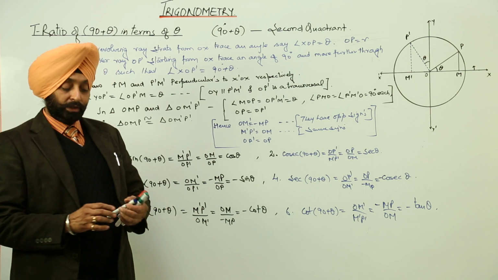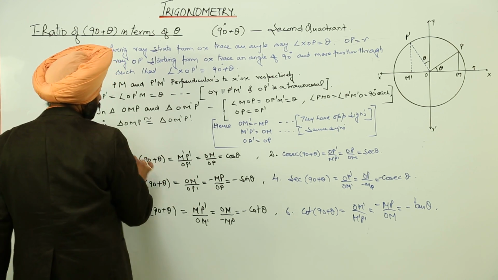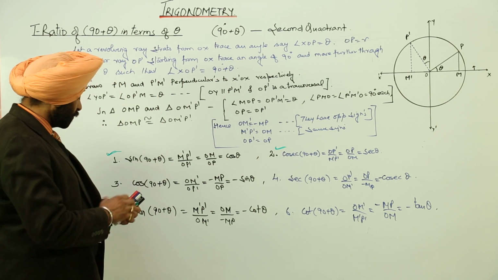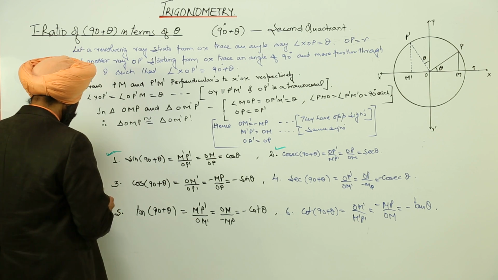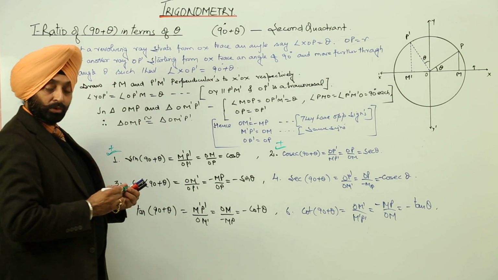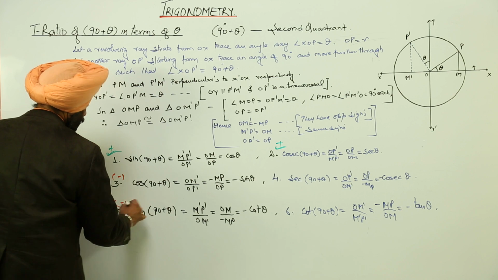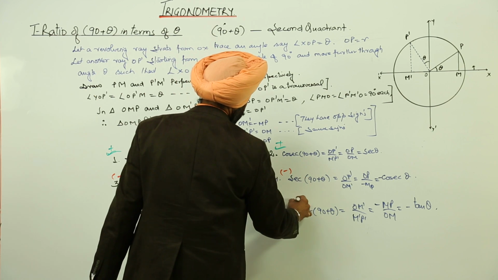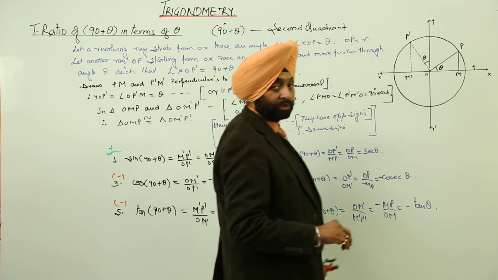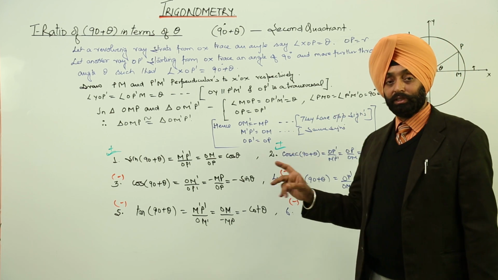Okay, so now in the second quadrant, what do we have? We have sine as positive and cosecant as positive. The rest four are negative. So this is positive, this is positive, and the remaining are all negative. Okay, so in the second quadrant, according to the formulas, we have two positive, sine theta and cosecant theta, and the rest are negative.